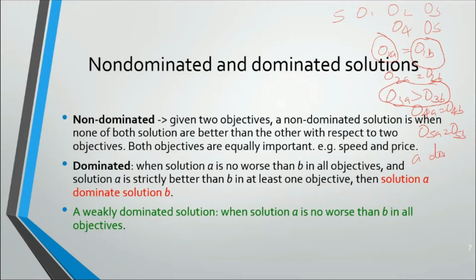A dominates B, or also known as B is dominated by A. And then there is a concept of weakly dominated solutions. Weakly dominated solutions is nothing but when a solution is no worse than B in all objectives. Instead of this case, if it is O3A equal to O3B, then all the objective functions have equal values. These types of solutions are known as weakly dominated solutions.